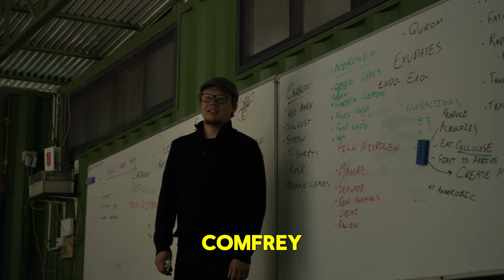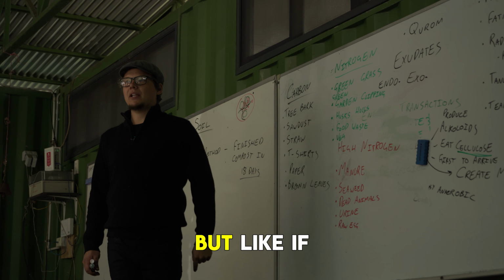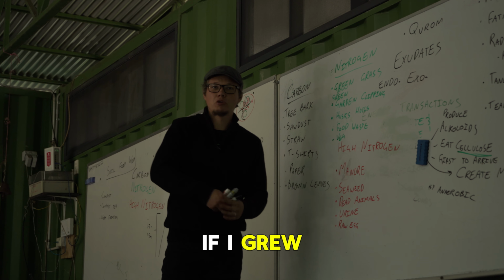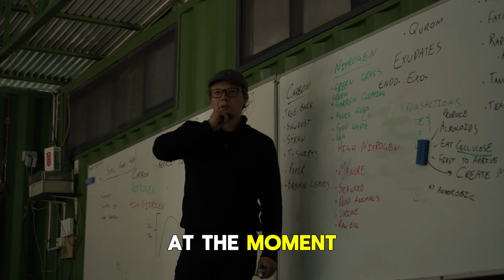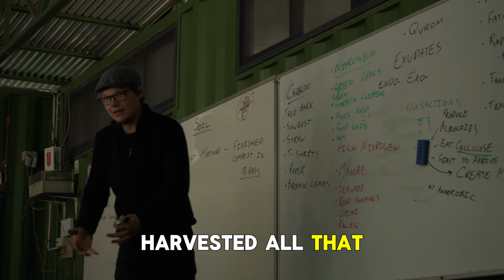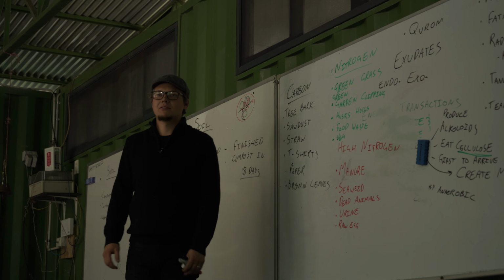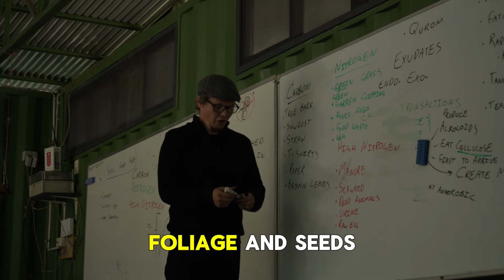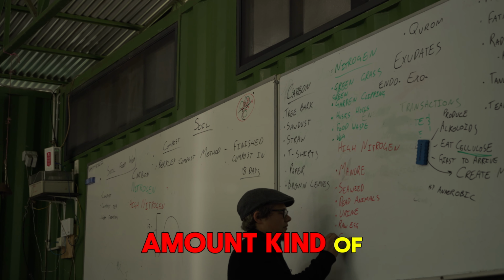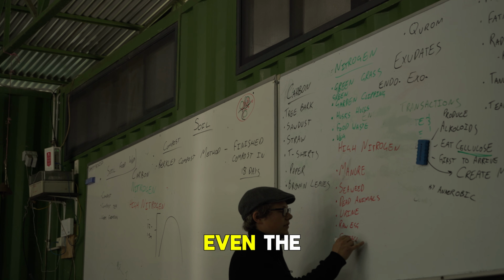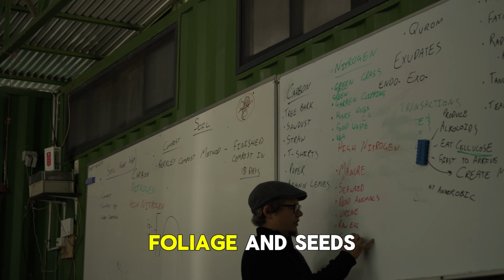So what's that, comfrey, stuff like that? Comfrey is a mineral accumulator, not necessarily high in nitrogen. But if I got a cover crop, if I grew cowpea, or I grew veg, like we're doing up at mine at the moment, and I came in and harvested all that and bagged it and then put it in the compost, it would be the equivalent to me putting in manure. So we can go foliage and seeds. That's the bigger amount kind of thing, is it? No, it's not even that, it's just the quality of the plant. Yeah, quality. Foliage and seeds.